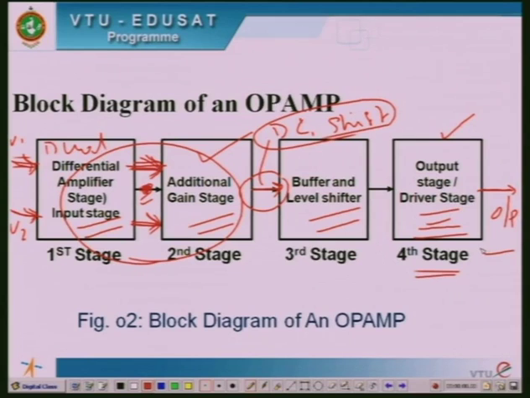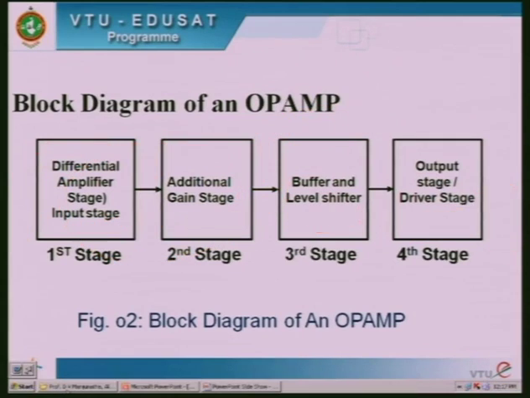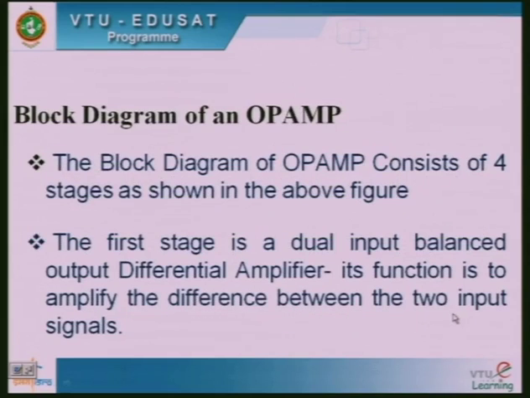Now, the fourth stage is the output stage or the driver stage, which is usually a transistor push-pull complementary amplifier stage, and finally we take the output at this point at the final block. So, this is the block diagram of the operational amplifier. That is the explanation I have given here.